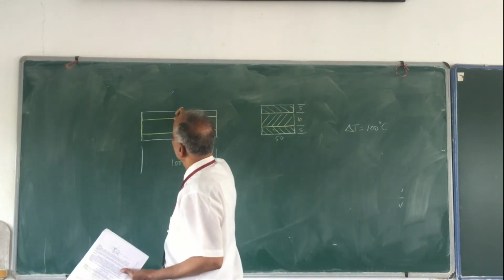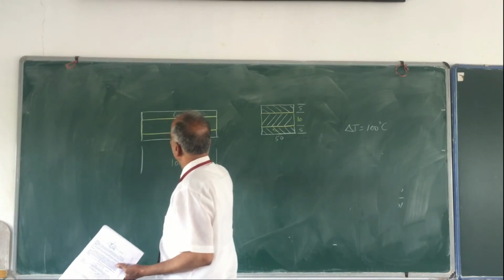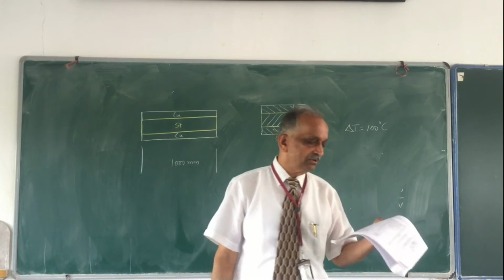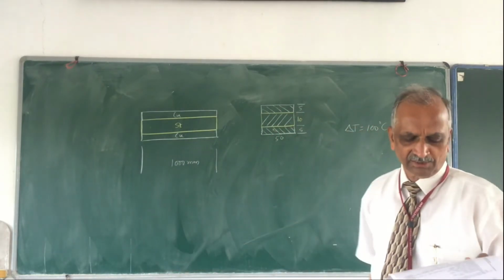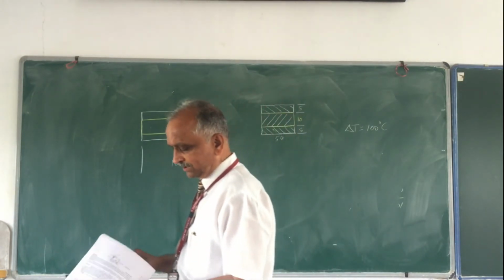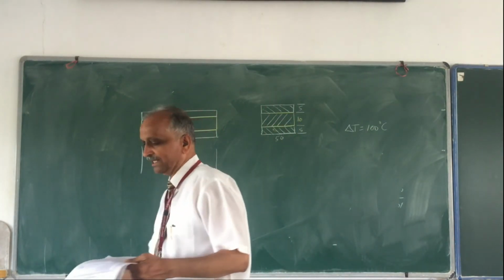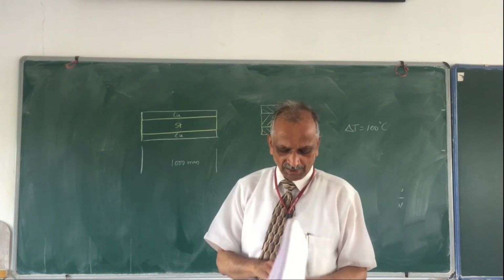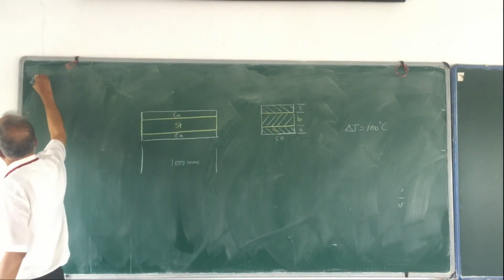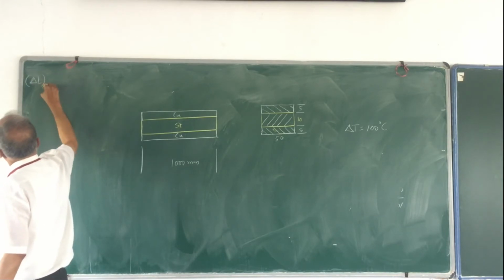This is copper and this also is copper. Your alpha of copper, L of copper, L for all the things remain the same. Young's modulus of both materials are given, so all that data you can write down. I shall skip it and go directly to what is called delta L of copper.